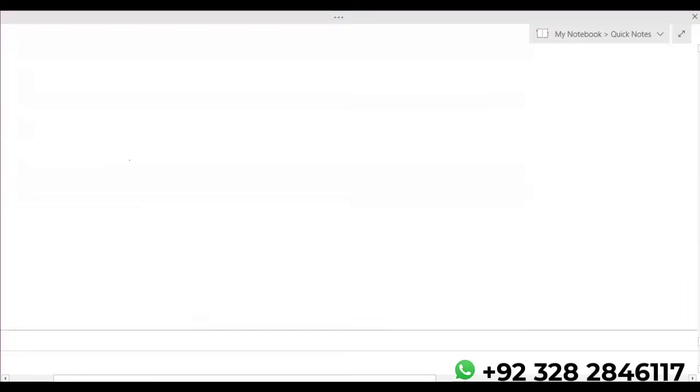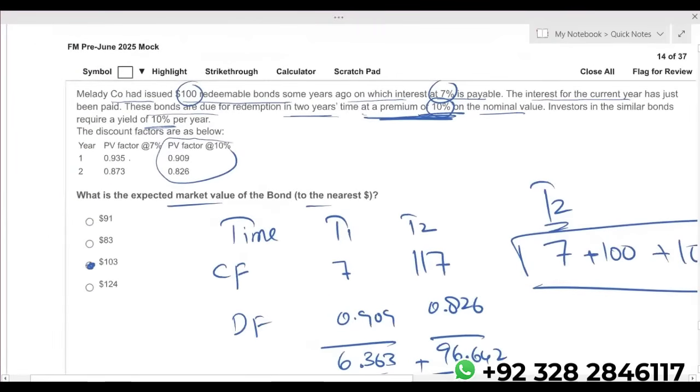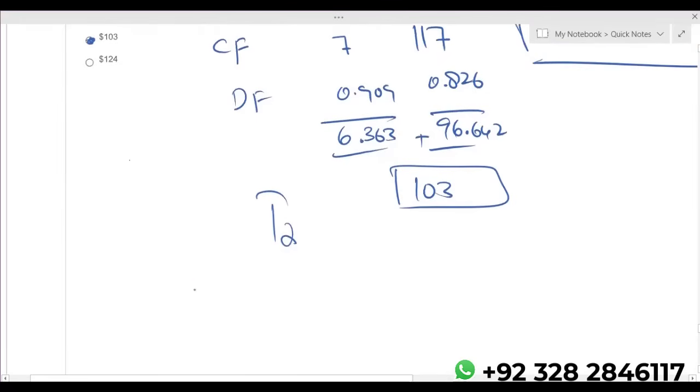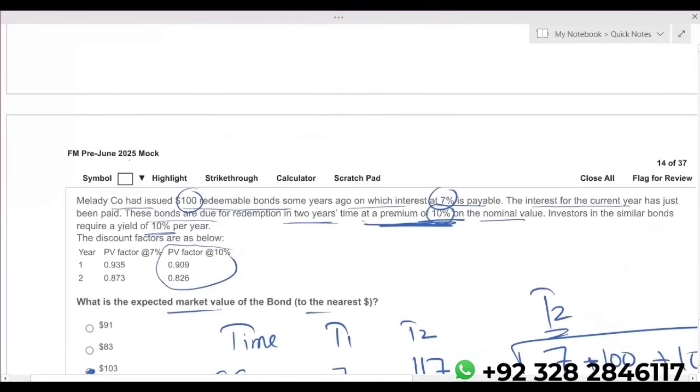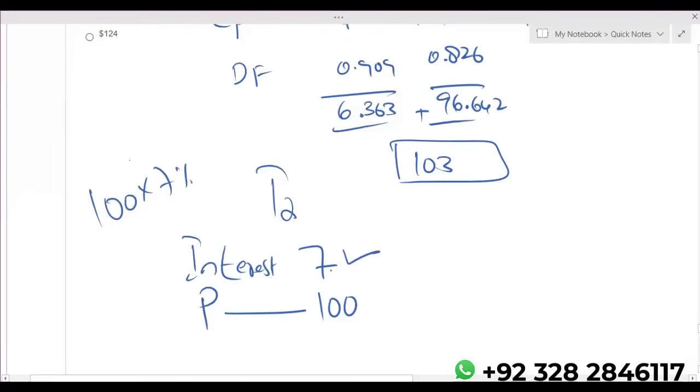Okay, breakup of 117 is not clear again. Students, in the second year, there will be an interest of 7. 100 into 7% is this. Then principal payment 100 because second year is the last year. And then examiner says premium 10% on the nominal value. Nominal value means par value. If I take 10% of 100, so premium will be 10.